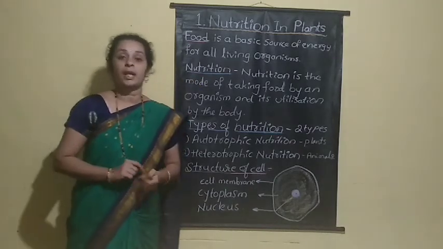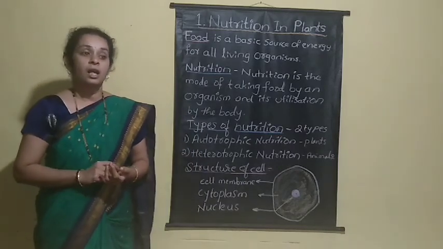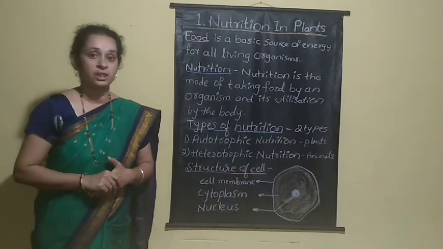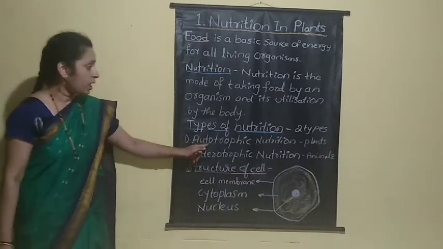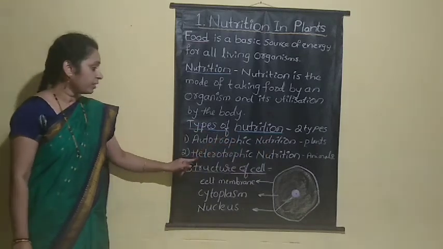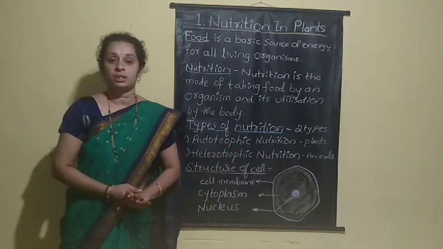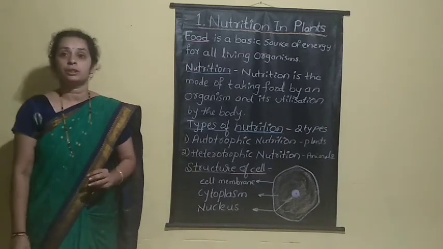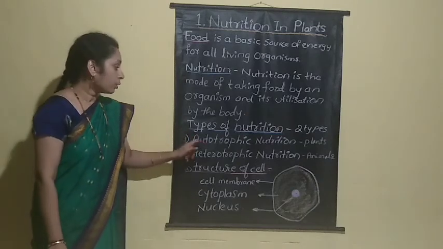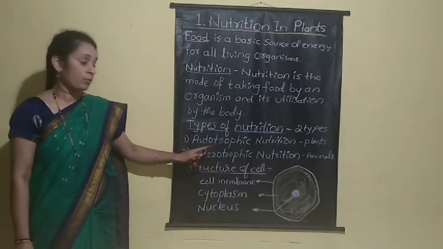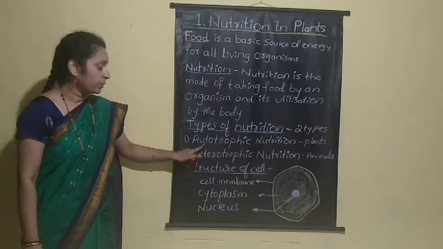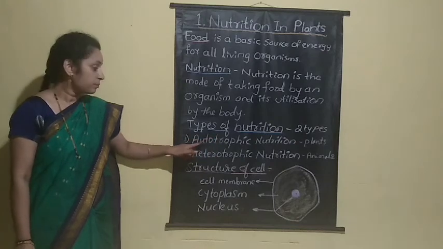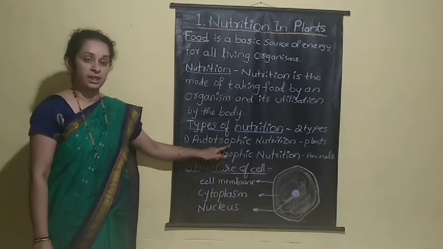There are two types of nutrition. First one is autotrophic nutrition, second one is heterotrophic nutrition. Now, first of all, we have to discuss autotrophic nutrition. The word autotrophic is derived from auto, meaning self, and trophos, meaning nourishment. That means self-nourishment.